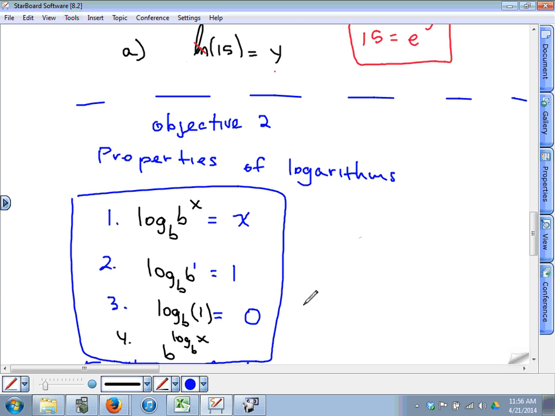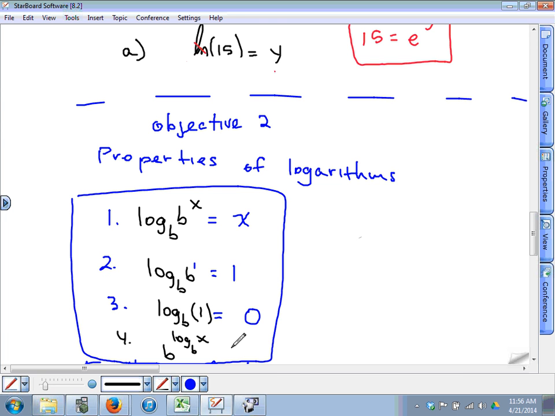It is 0. Sam, say that again, what you just said at the very end. Anything to the power of 0 equals 1. That's why it doesn't matter what the base is. The base could be a 6, could be an e, it could be a 10. A b to the 0 power equals 1. That's why anytime you take the logarithm of 1, it has to equal 0.